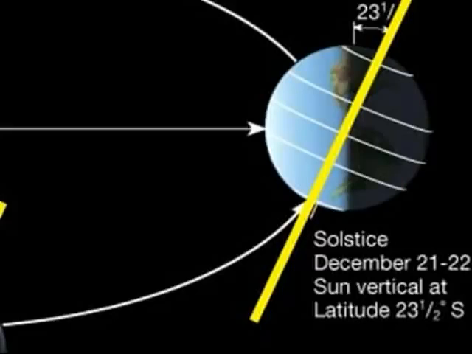And on this day, the solar declination, the latitude at which the sun is directly overhead at noon, is 23.5 degrees south. 23.5 degrees south is the Tropic of Capricorn. So on December 21st, the solar declination is as far south as it's going to get. This is the longest day of the year in terms of length of daylight for the southern hemisphere.